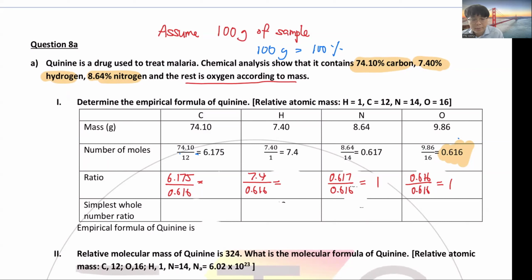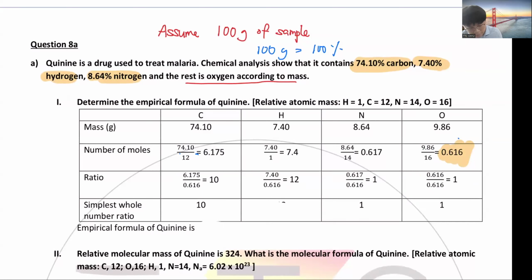Okay, then you divide. This question will be slightly tougher because the empirical formula is very different from copper 2 oxide and magnesium oxide. For those, before you calculate, you know it's one to one already. So from here, you get the ratio to be 10 carbon, 12 hydrogen, and then 1 N and 1 O. Of course, we will practice this question a few times until you pro.